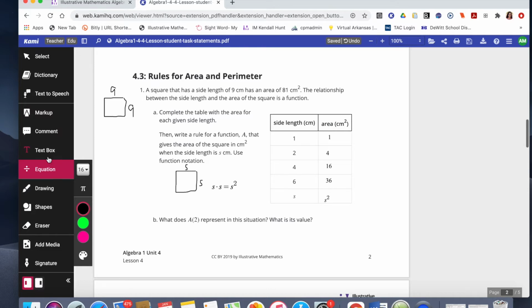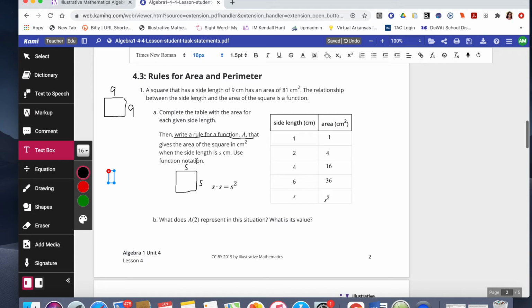The next thing it wanted us to do was write a rule for a function A that gives the area in square centimeters when the side length is S centimeters, and they want you to use function notation. Function notation, remember, is just the name of the function, the input in parentheses, and then it equals the rule or the output. Okay, so we're going to have A of S because our side length is S. If we don't know the side length, we're putting S there. So A of S equals our rule.